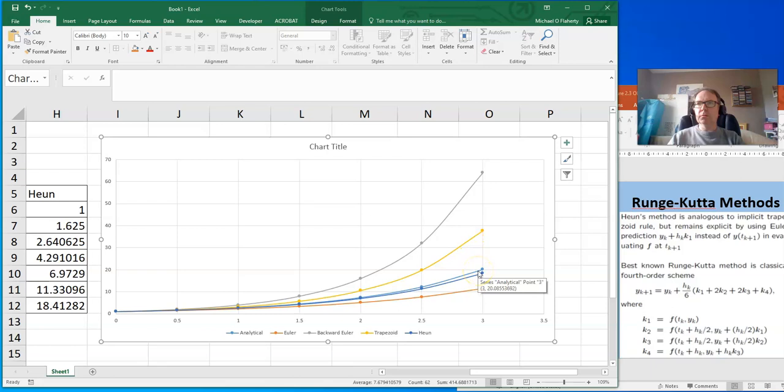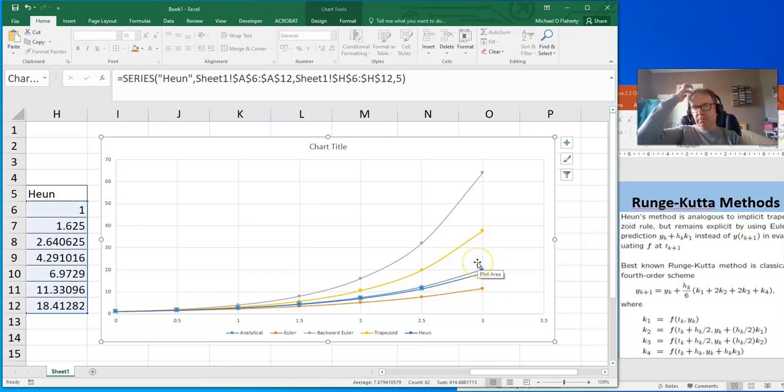Okay, so that's our exact solution. This is the Heun method here, so you can see it's a quantum leap in the level of accuracy compared to the others.